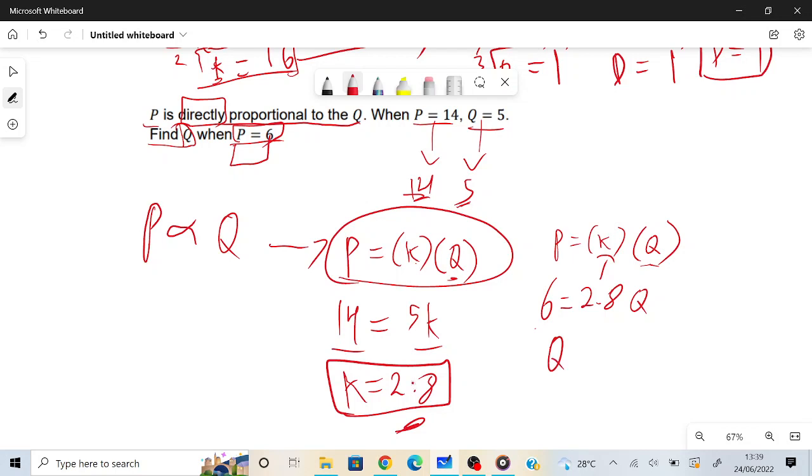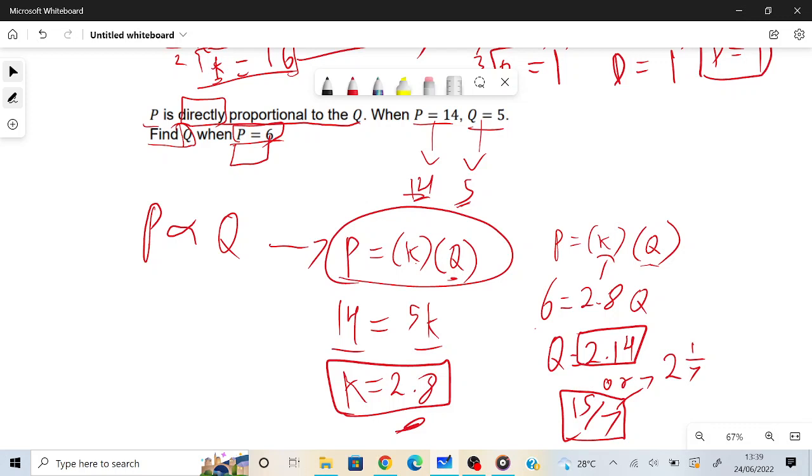And upon solving for q, q is 6 divided by 2.8. Doing that, you get 2.14 to 2 decimal places, or you can simply write it in the fraction form, that is 15 over 7. But be careful, write it in terms of a mixed fraction and not an improper fraction. All you have to do is convert this to a mixed fraction, and that should be 2 and 1 over 7.